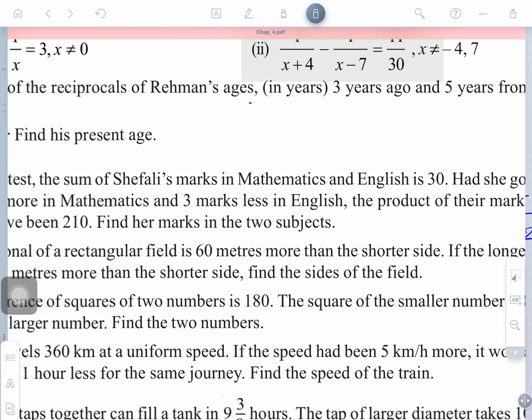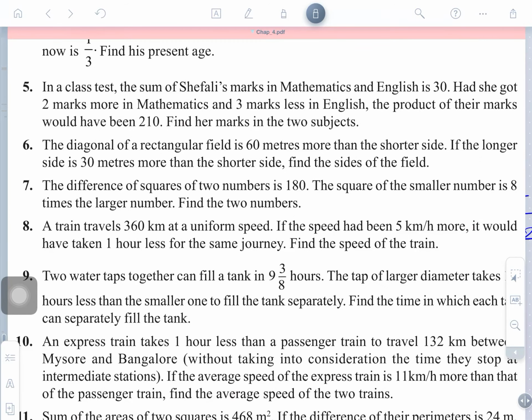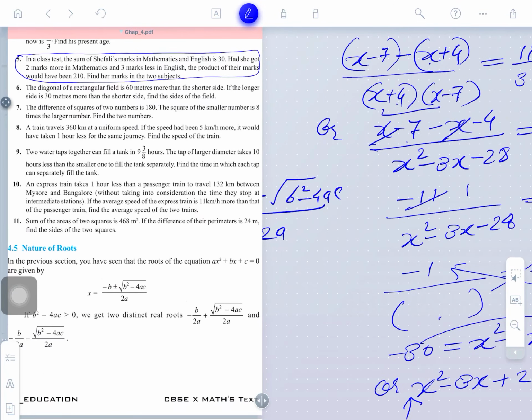Question number 5. In the test, the sum of Cephalic's marks in mathematics and English is 30. The two subject marks are there. So x and y can also be taken, one you can take x and the other you can take 30 minus x. Okay, so what is the question, again, how can we do this? You may understand the method of taking this.